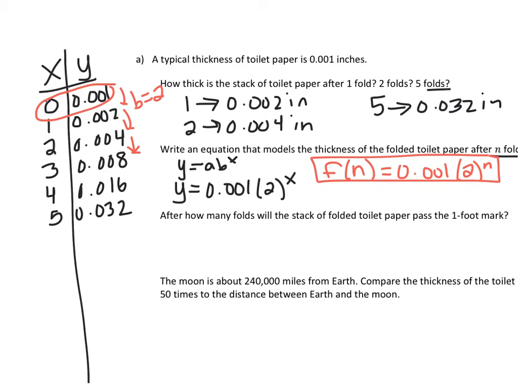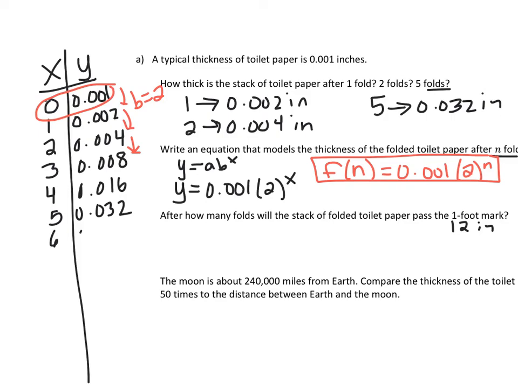After how many folds will the stack of toilet paper pass the 1 foot mark? 1 foot, remember, is 12 inches. Well, we're at 0.032 inches. So at this point, I want to go to my calculator, go to the y equals, and plug in this formula. Type in 0.001 times 2 to the x. Plug that in your calculator and look at your table by hitting second graph. And let's copy down the values until we need to hit 1 foot or 12 inches.